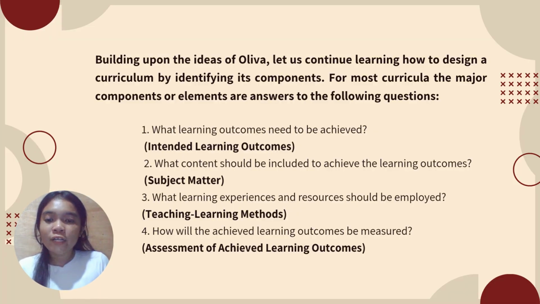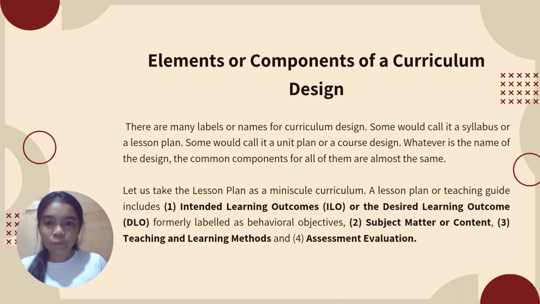So for example, a lesson plan is like a small curriculum because it contains objective, content, method, and assessment. What are the elements or components of a curriculum design? So, there are many labels or names for curriculum design. Some would call it a syllabus or a lesson plan. Some would call it a unit plan or a course design. Whatever the name of the design, the common components for all of them are almost the same.